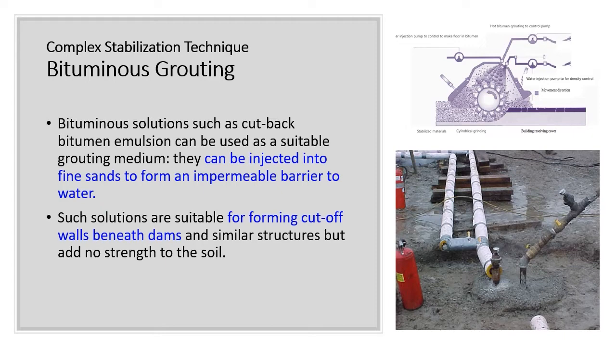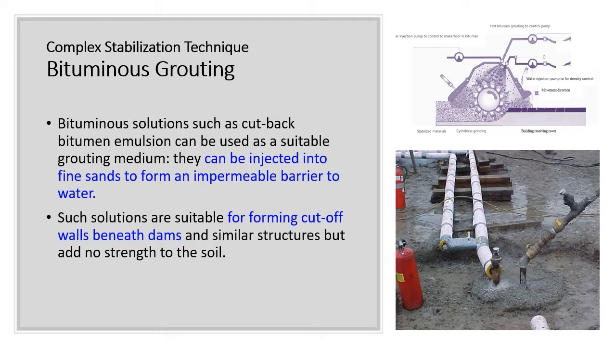Asphalt is a brown to black bituminous substance belonging to a group of solid or semi-solid hydrocarbons. It occurs naturally or is obtained as a comparatively non-volatile residue from the refining of some petroleums. Bituminous solutions such as cut-back bitumen emulsion can be used as a suitable grouting medium. They can be injected into fine sand to form an impermeable barrier to water.